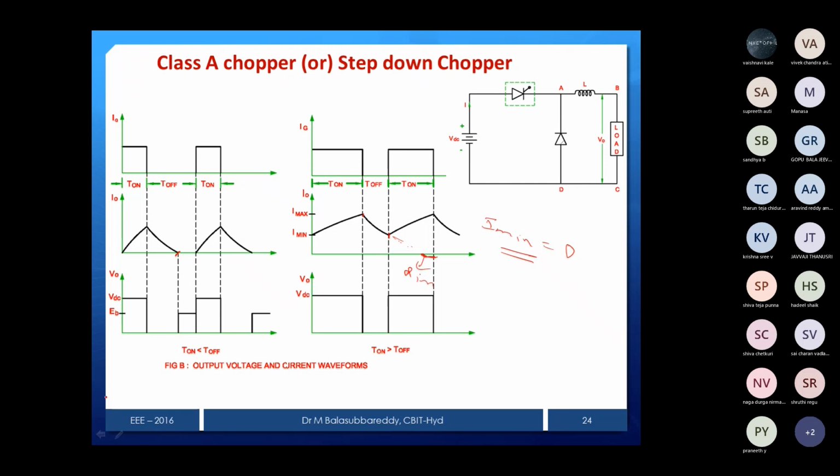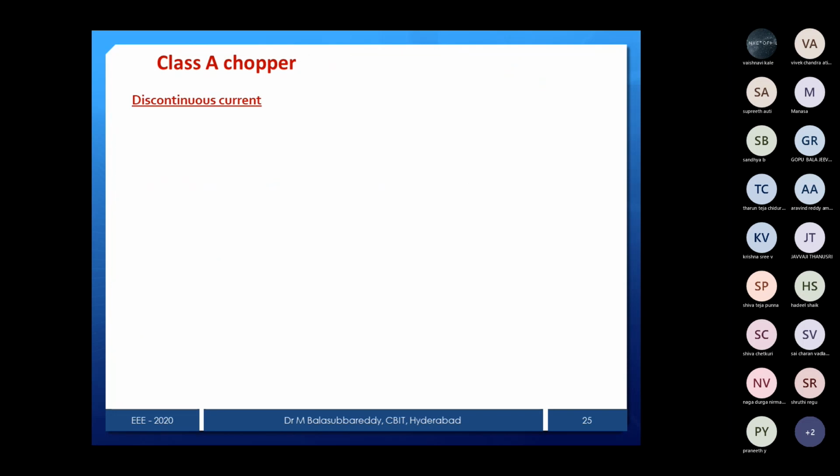So that means if I minimum is equal to 0, then I call it a discontinuous mode of operation. This is the case where the on period is less or the off period is more. If the off period is more, we will get a discontinuous mode. We will see the small derivation also.